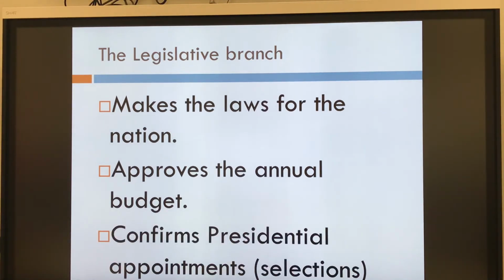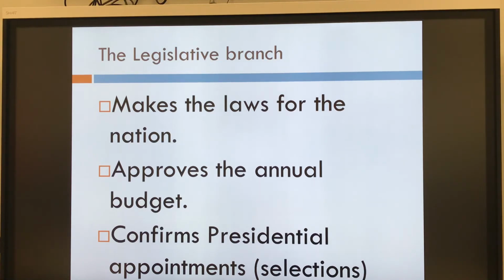Next thing the Congress does is they confirm presidential appointments. Congress will approve presidential appointments. Now, one thing to keep in mind, I've had students in the past who think that an appointment is like going to the doctor or going to the dentist, like the president has a dentist appointment or a doctor's appointment. Congress does not approve of those. If the president needs to go to the doctor, he doesn't need Congress's approval. If he needs to set a dentist appointment, he doesn't need Congress's approval.